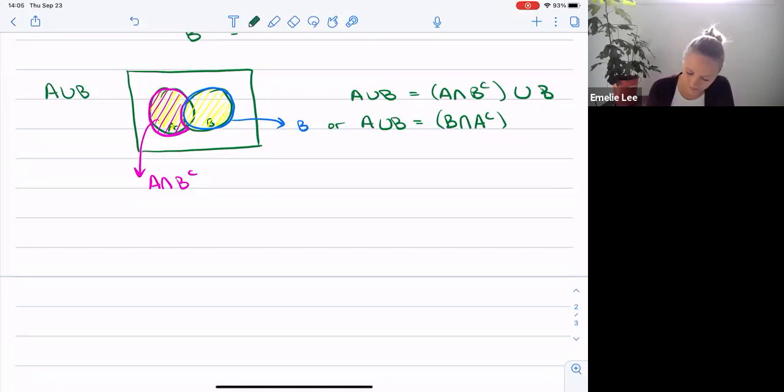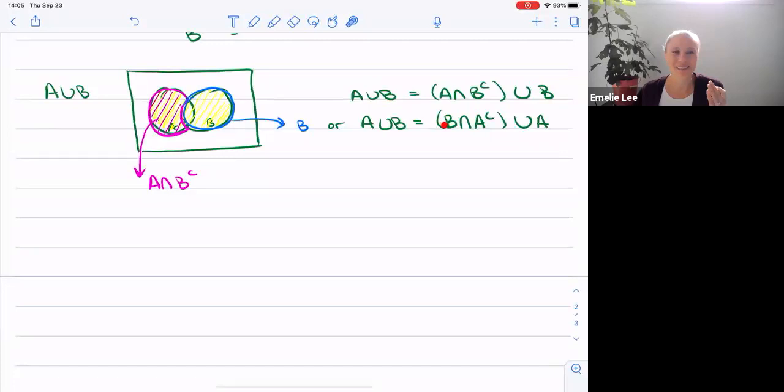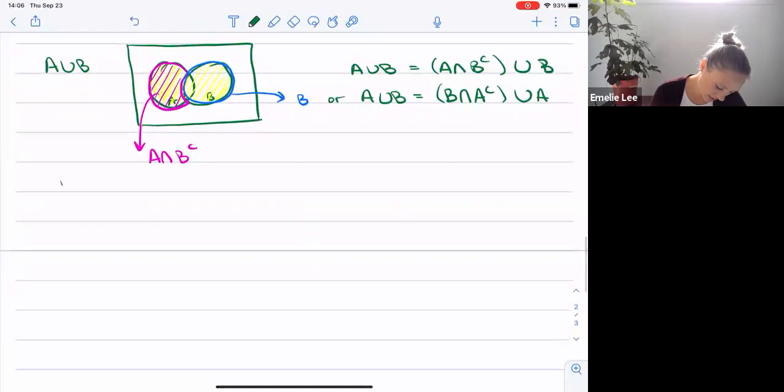So there are two ways that we could represent A or B, so the union of A or B, in terms of disjoint unions, right? Notice that these two sets, regardless of which ones I'm talking about, have no overlap. So then I'm back to that property that I've been using all along. In fact, what we'll see is that we're going to end up using the second version, and I'll show you why by having a look at how you can represent B.